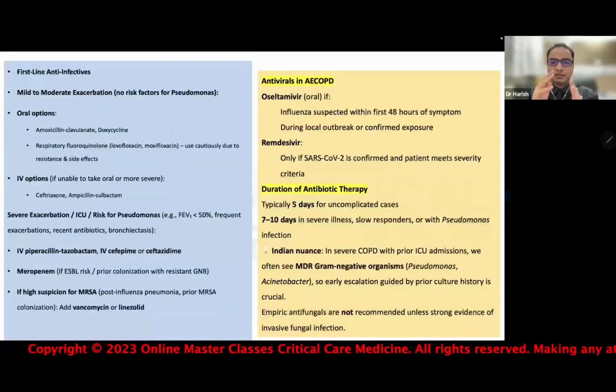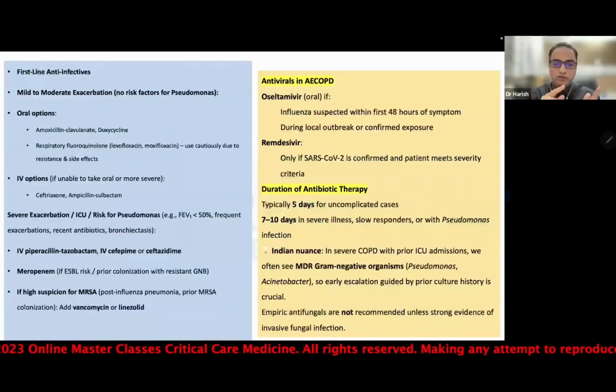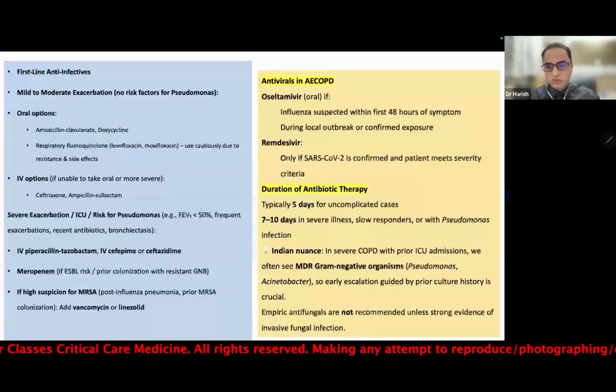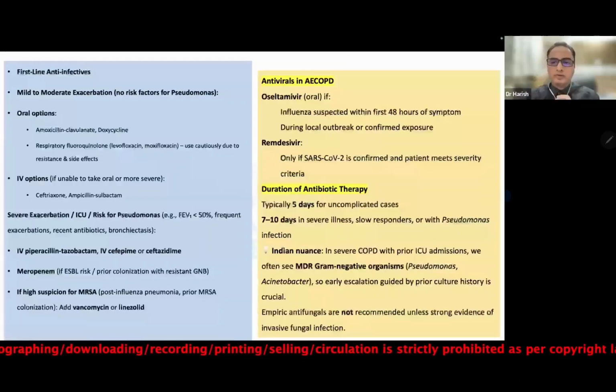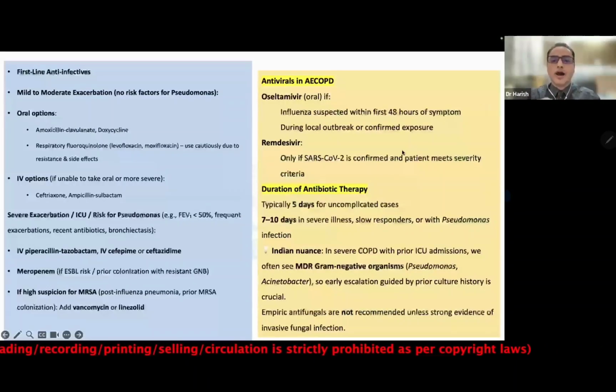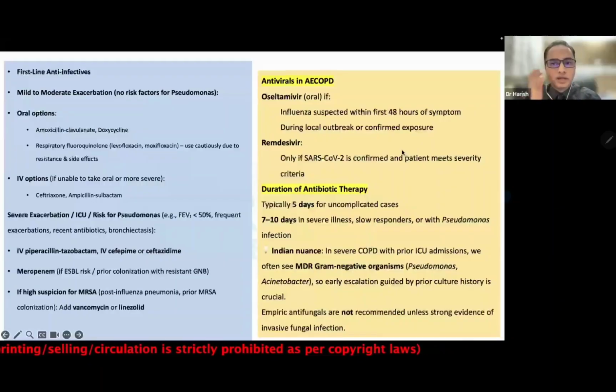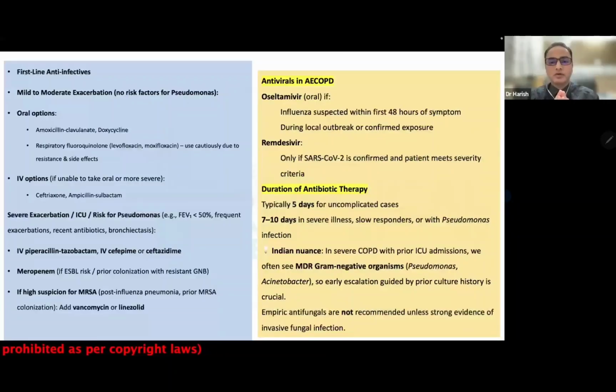So there is a cross molecular mimicry. If they are having influenza pneumonia, there is more susceptibility to have an MRSA infection also. So antiviral in acute exacerbation of COPD: oseltamivir oral if influenza is suspected within the first 48 hours of symptoms, or during a local outbreak, or if you have a confirmed exposure. Remdesivir, we have data which is not very good. If you wish, you can use it when there is a confirmed COVID and patients meet the severity criteria.